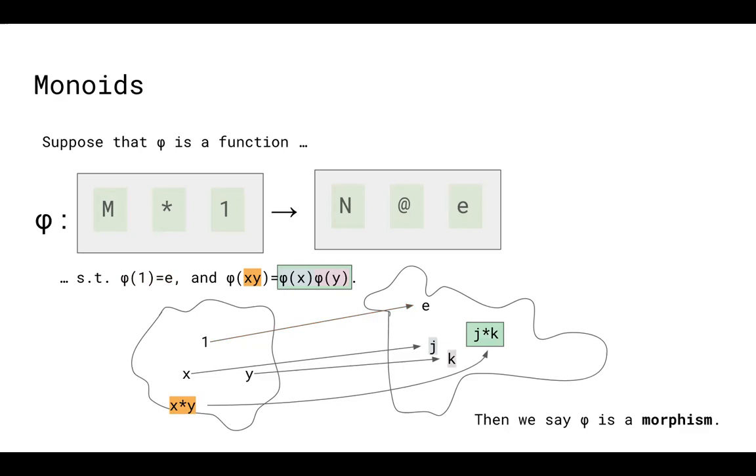The second and only other property is that it preserves multiplication. So x times y gets mapped to the same thing as the result of mapping x multiplied by the result of mapping y, right? X goes to j, y goes to k, x times y goes to jk. And this has to be true for everything.